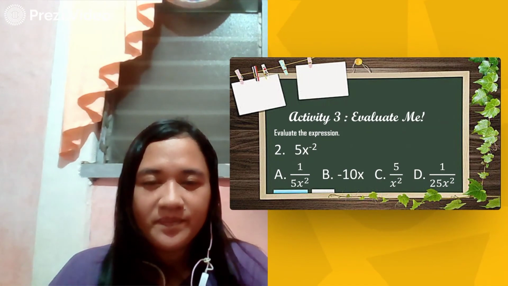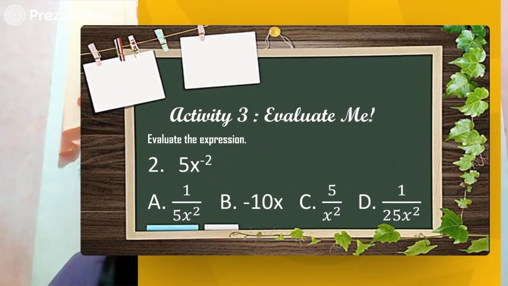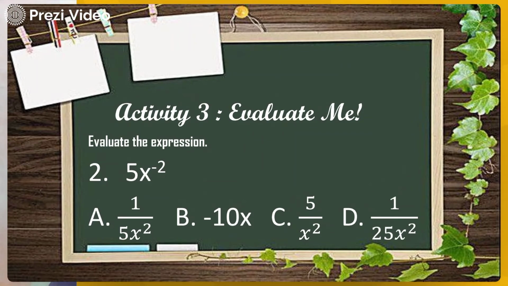So, next one. 5 times x raised to negative 2. So, asa man inyong answer? Letter A, ma'am. A ba? Try to analyze. Letter D, ma'am. Tanawa ang exponent. C po, ma'am. Yes, correct. Letter C.